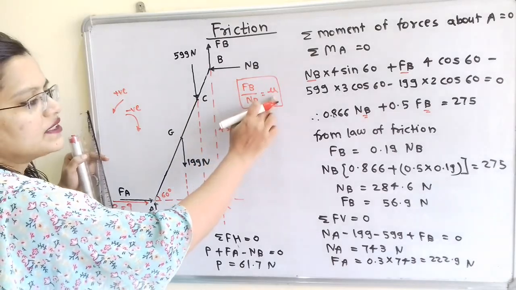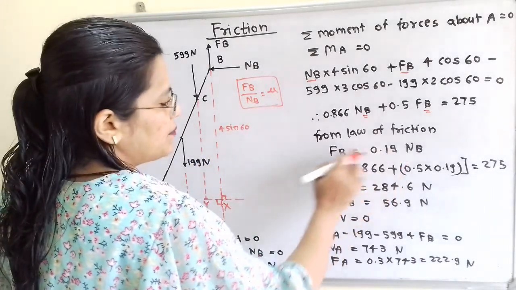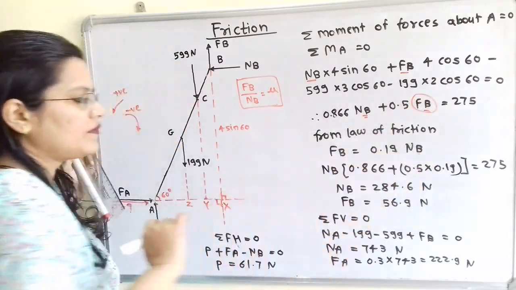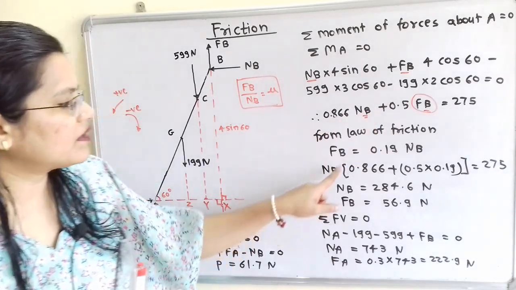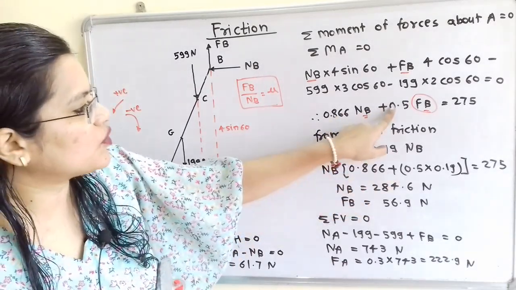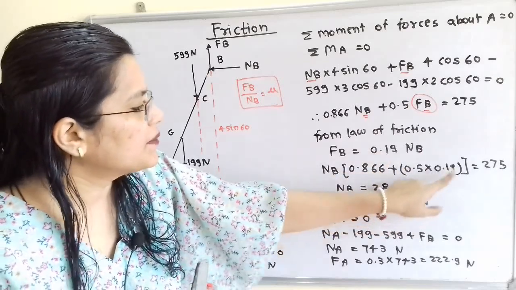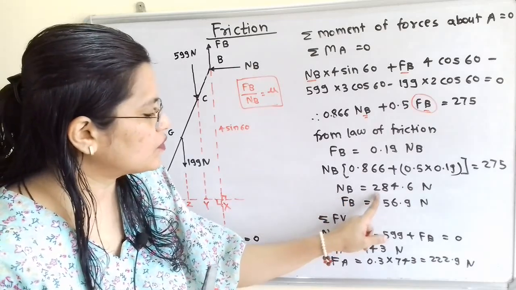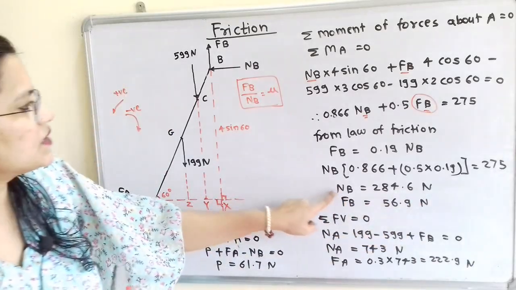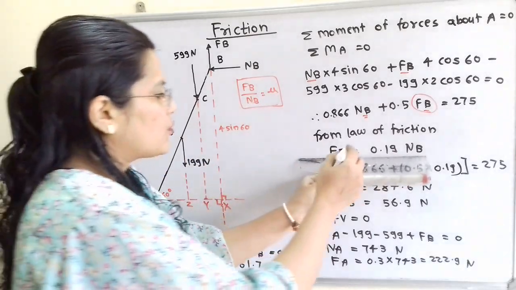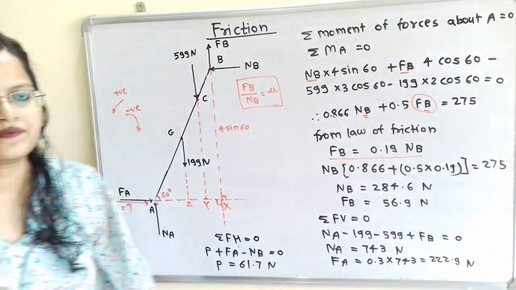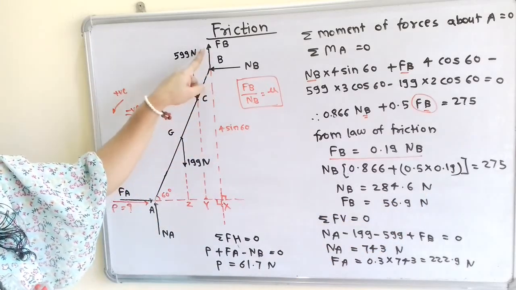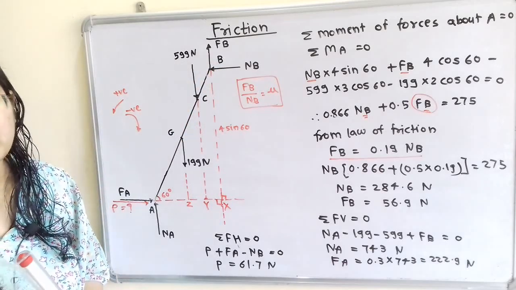But FB by NB is equal to mu, that is 0.9. FB is equal to 0.19 NB. So we will replace this FB and take NB as a common term. So 0.866 plus 0.5 into 0.19, bracket complete. So we have to solve this bracket first, then we will calculate NB. NB is equal to 284.6 Newton, and from this value of NB we can calculate FB, because here is the relation. So FB is equal to 56.9 Newton. So in this way we get these two unknown terms, FB and NB.